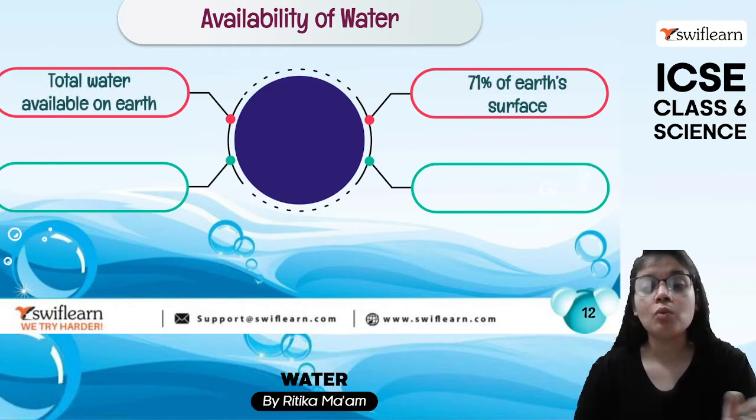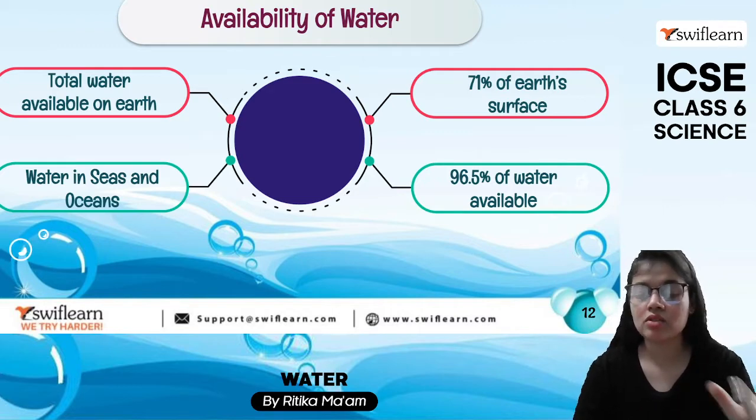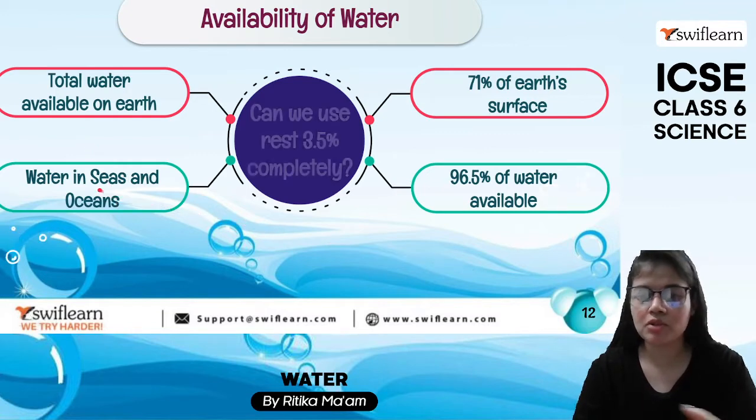Now, 71% of earth's surface is covered with water, right? Total available water on the earth is 71% of the total surface of the earth. Now, out of that 71%, 96.5% of water is available in seas and oceans. So it is locked up there. It is salty water. It is not safe for consumption.